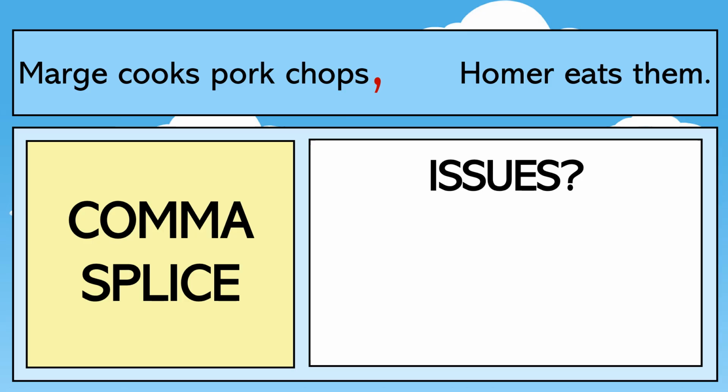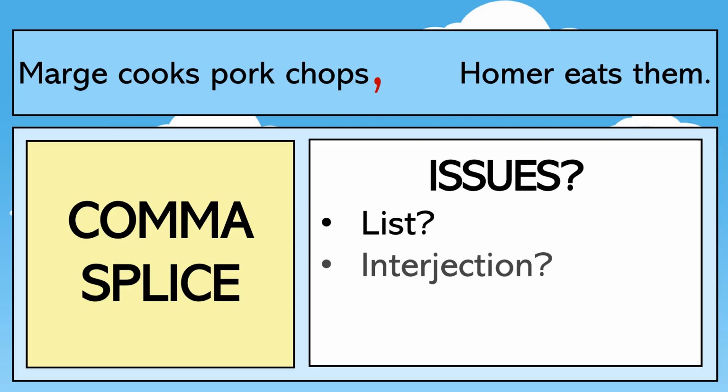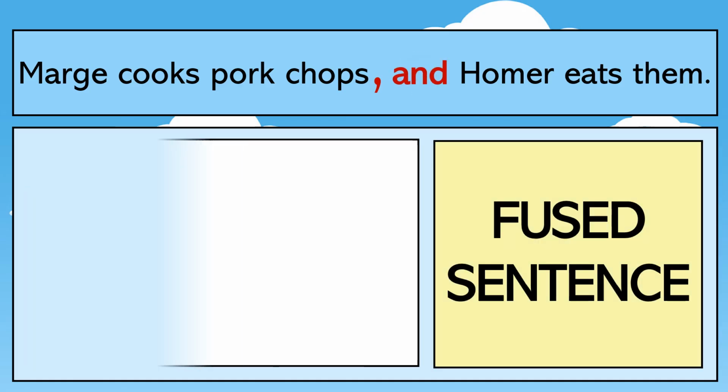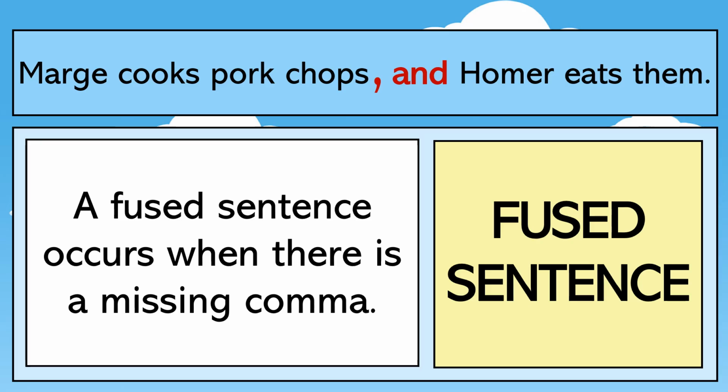So if the reader sees it but not a conjunction, they won't know if you're introducing a list, offering an interjection, or offsetting parenthetical information. And even if they recognize that there's two sentences, without the conjunction, they won't understand what the relationship is between the two clauses. Now, let's take a look at the fused sentence, which occurs when there is a missing comma.